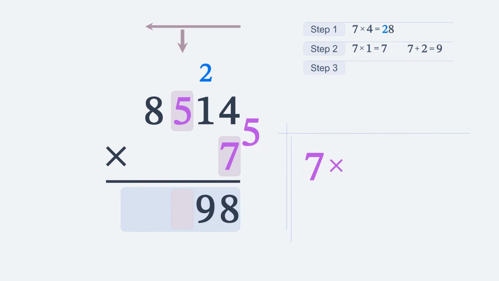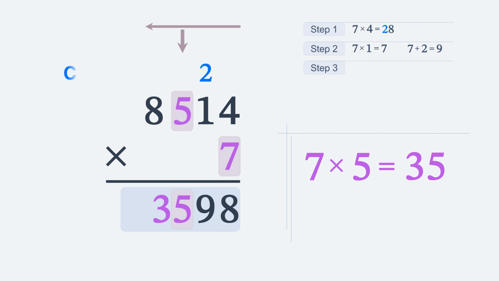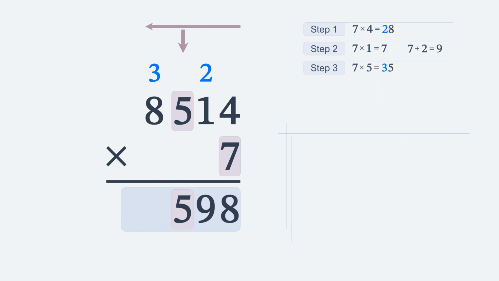We multiply 7 by 5, which equals 35. It's a 2-digit number, so we have to carry again. We write 5 in the hundreds place of our answer and carry 3 up to the top of the next column, which is the thousands place column. Let's move on to the fourth and last step.